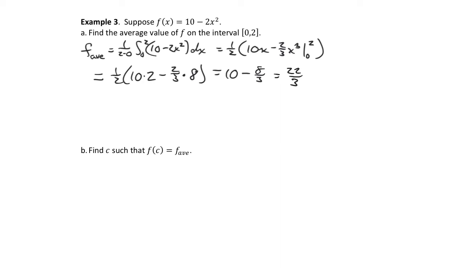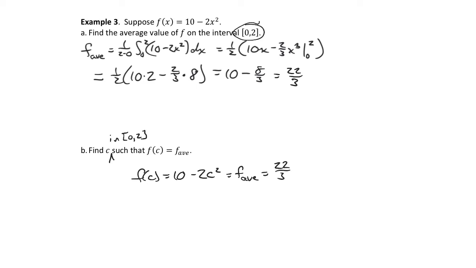Okay, so we want to find a c. Now I should be a little bit more specific. This value c should be in the interval from 0 to 2, the interval we were looking at. We want to find the value c so that f of c is equal to the average value. Well, I know what the average value is. So f of c, we just substitute c in for x: 10 minus 2 times c squared. We want this to be equal to the average value, which is equal to 22/3.